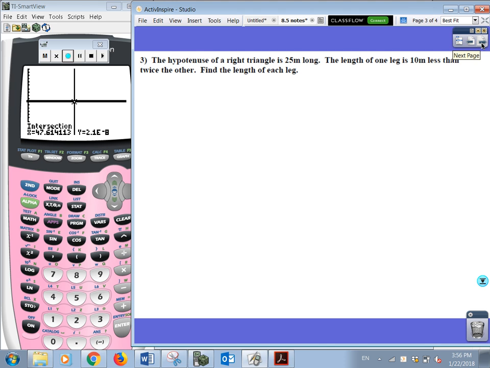That's part of studying and knowing how the question is asked. All right, the hypotenuse of a right triangle. So we have a right triangle here. Hypotenuse is 25. This would be a non-calculator problem. The length of one of the legs is 10 less than twice the other. So 10 less than twice the other. Use whatever letter you want. I like using X.